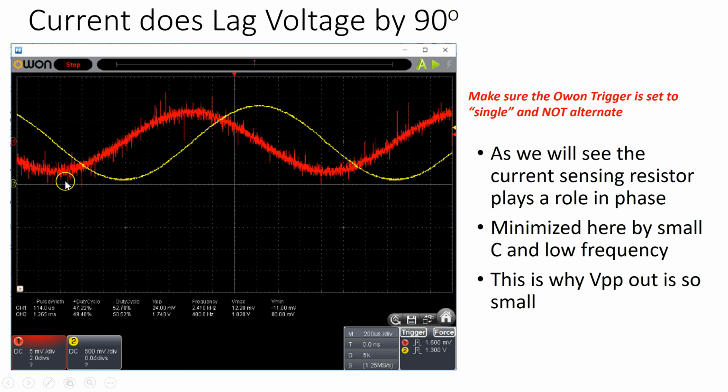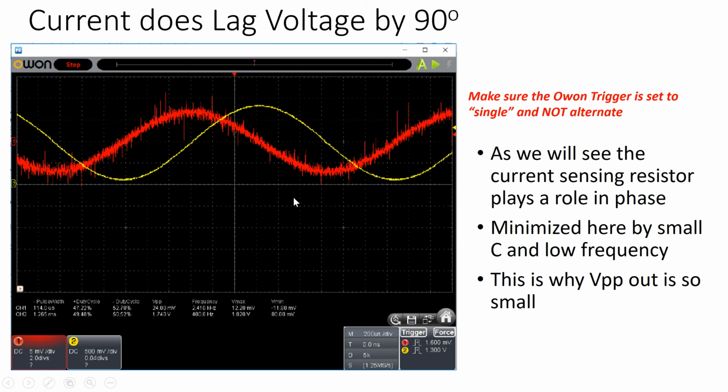And indeed, you see that the current through the circuit, as measured by the voltage across the 10K resistor, lags the voltage applied to the circuit by about 90 degrees. Here's one full cycle here, and this distance here is about a quarter of that.